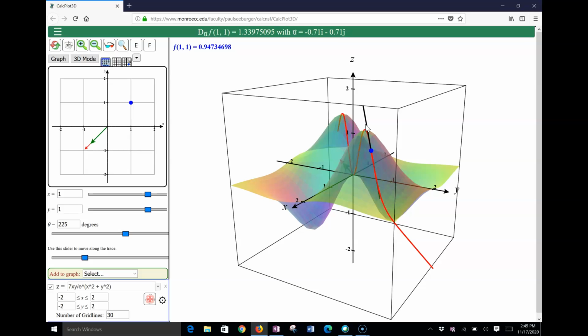Alright, so that's the idea geometrically of what we're going to try to compute. We're going to try to define that and then show how to compute those.